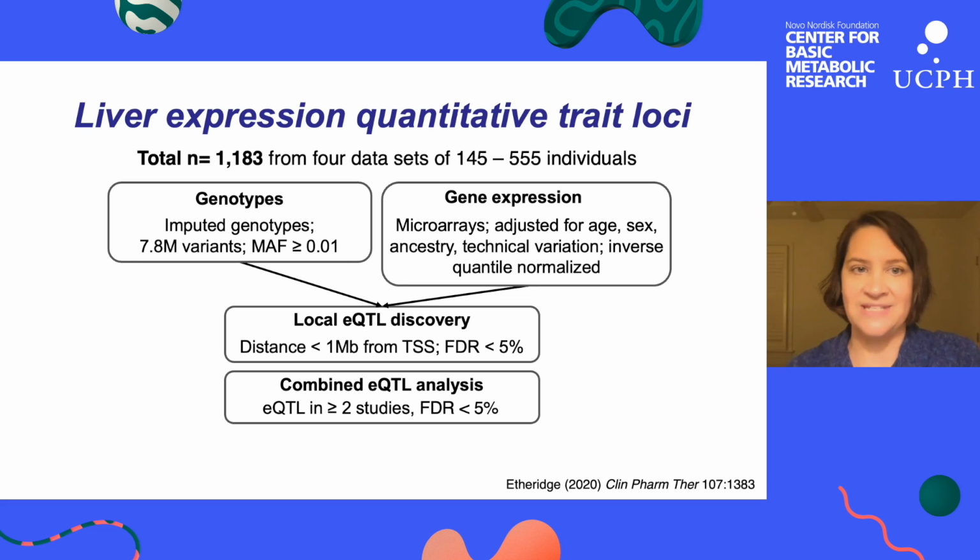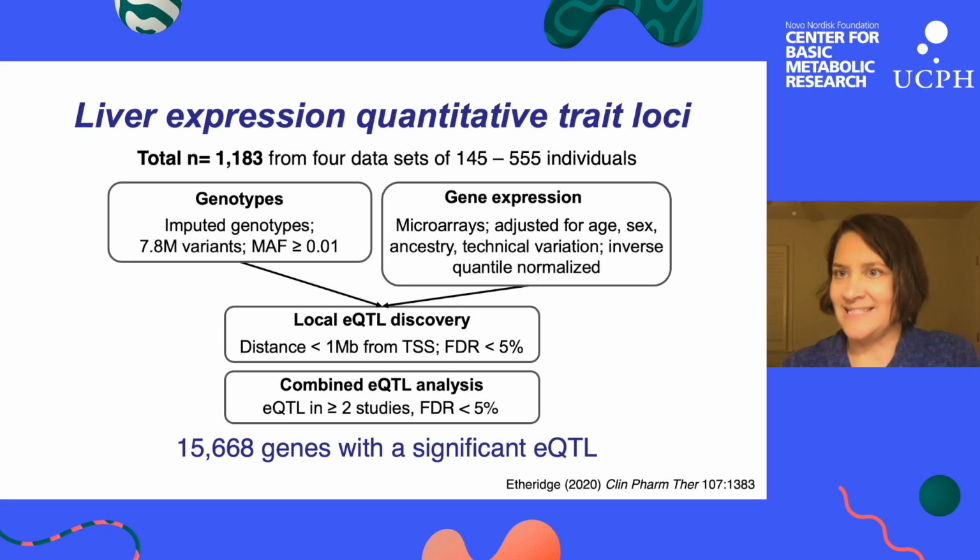We test the association of the genotypes with gene expression levels to identify eQTLs, expression quantitative trait loci. In this case, it was 4 different data sets that were combined together, and the analysis identified eQTL from across sets of studies. In this study, they identified more than 15,000 genes with a significant eQTL. 15,000 genes where at least one genetic variant is influencing the gene expression levels present in liver across individuals.